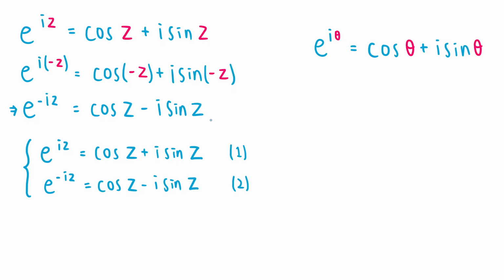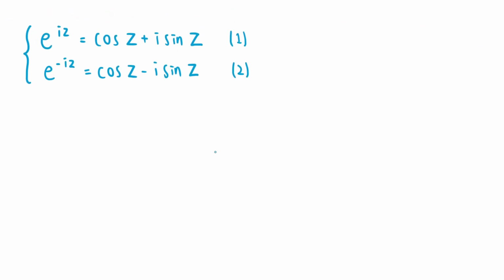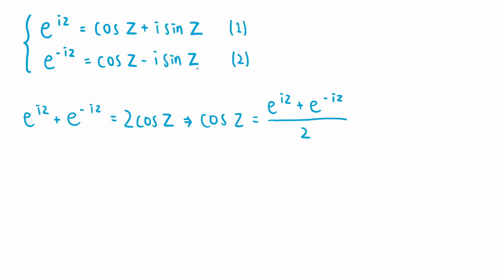So we end up with this system of equations in terms of sine of z and cosine of z, and what we would like to do is to solve the system of equations so we can derive a definition for sine of z and cosine of z in terms of the exponential function. If we add the first equation with the second equation, we get e to the iz plus e to the negative iz equals 2 cosine of z, since the i sine of z term cancels out with the negative i sine of z term, and if we divide both sides of the equation by 2, we just get cosine of z equals e to the iz plus e to the negative iz over 2, and this is the definition of cosine of z in terms of the exponential function.